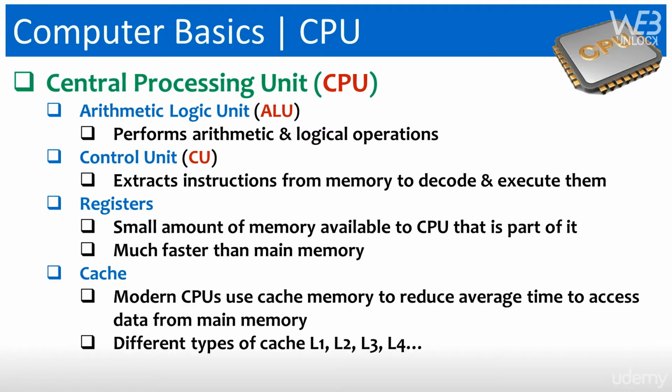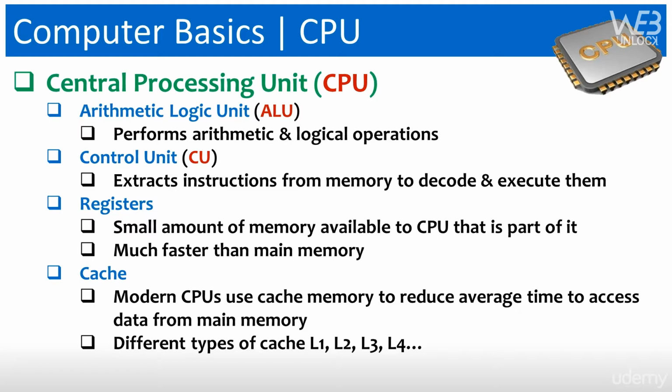In addition to these two components, there are two other components we need to mention. Registers. This is a small amount of memory available to the CPU, and it's part of the CPU itself. It's much faster than the main memory. The CPU uses this to cache and store some variables that are important for execution. For example, like where is the next instruction to be executed or run by the CPU. That usually is stored in a register.